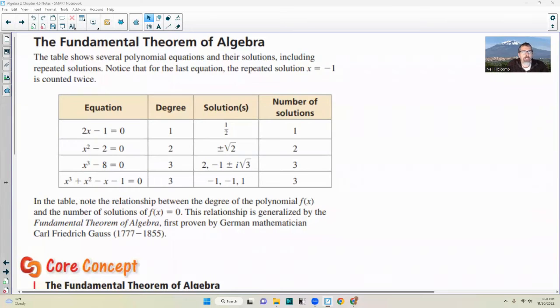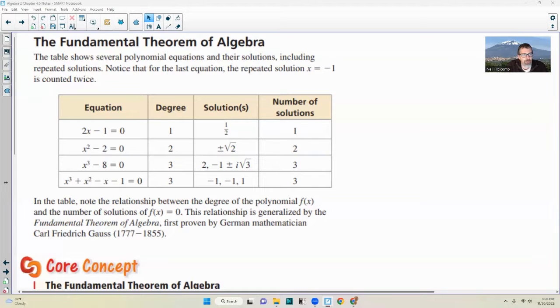Okay, the fundamental theorem of algebra. The table shows several polynomial equations and their solutions, including repeated solutions. Notice that for the last equation, the cubic, the repeated solution is x equals -1. It's counted twice. The equation 2x minus 1 equals 0 is a line with a slope of 2 and a y-intercept of -1. It is of degree 1. Its solution is 1/2 because that's what makes that equation 0. Subtract 1, divide by 2, and you got it.